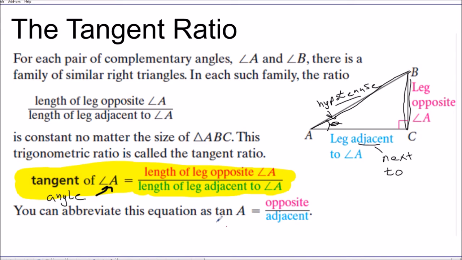And then we have this shortened version here. I really like this shortened version personally. I'm going to use that a lot as I teach this. The tangent of A, the angle, is the opposite over adjacent. Okay, so that's going to come up a lot.